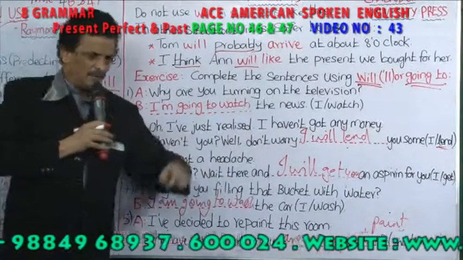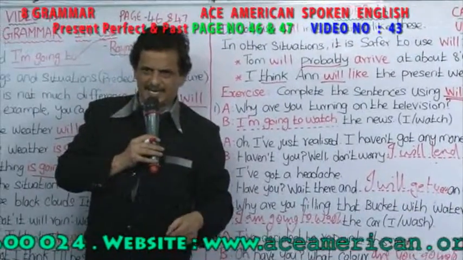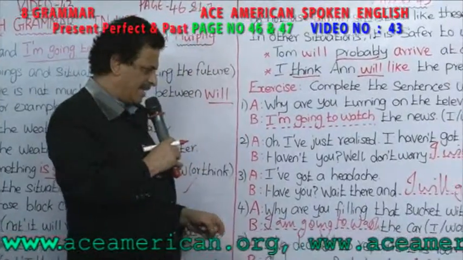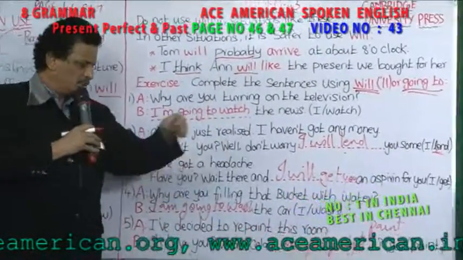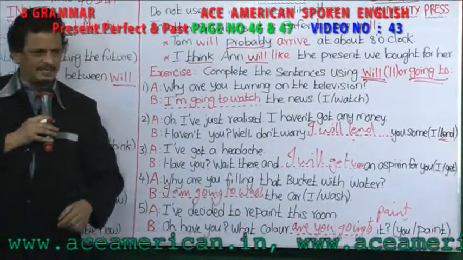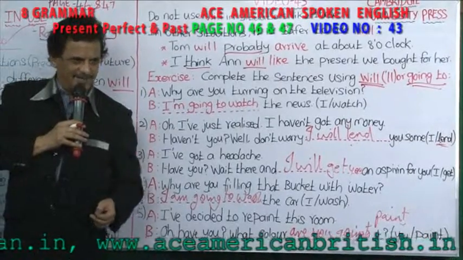Why are you filling that bucket with the water? ஏன் அந்த பக்கெட்டில் தண்ணீரை நிரப்புகிறாய்? பக்கெட்டில் தண்ணீர் நிரப்பினான்னா ஏற்கனவே ஒரு முடிவு செய்திருக்கிறான், ஒரு காரியத்தைச் செய்ய வேண்டும் என்று. அவன் என்ன சொல்கிறான்? ஐ எம் கோயிங் டு வாஷ் த கார். வாஷ்ன்னு கொடுத்திருக்கோம் இங்கே. கோடிட்ட இடத்துல என்ன செய்யணும்? ஐ வில் வாஷ் த கார் என்று சொல்லக்கூடாது. ஐ எம் கோயிங் டு வாஷ் த கார். ஏன்? ஏற்கனவே இது தீர்மானிக்கப்பட்டது.